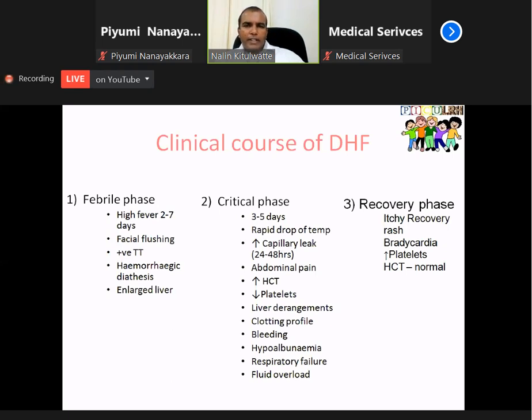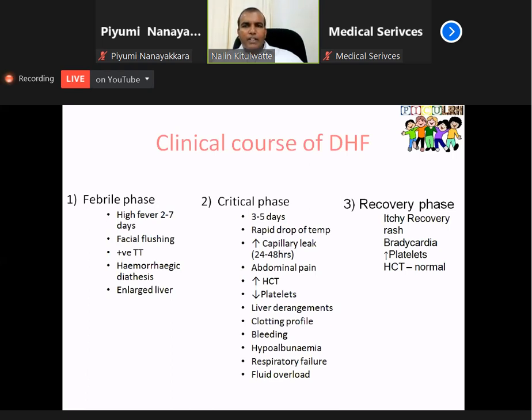Then you have the critical phase. This is usually after 3 to 5 days of fever: rapid drop of temperature, increased capillary leak. Usually that lasts for about 24 to 48 hours. You will have abdominal pain, hematocrit will go up, platelets are going down, liver derangement, clotting profile problems, bleeding, hyponatremia, hypoalbuminemia, respiratory failure. You name it, all the problems in dengue are in this critical phase.